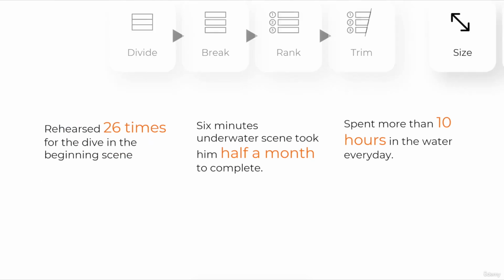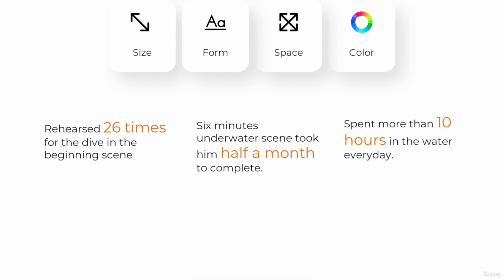Okay? And next, you can build the hierarchy with size, form, space, and color that we covered before. So just now we actually enlarged the keywords a little bit and we added color. You can further bold it. And after this, what else can you do?